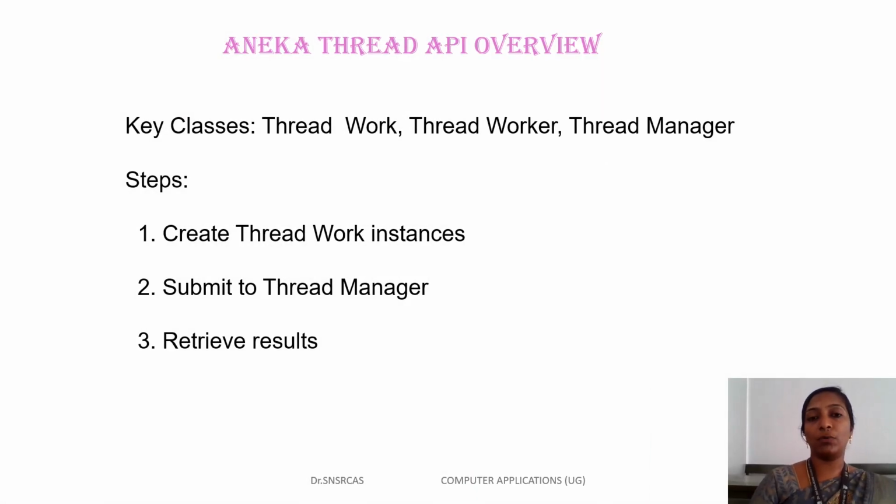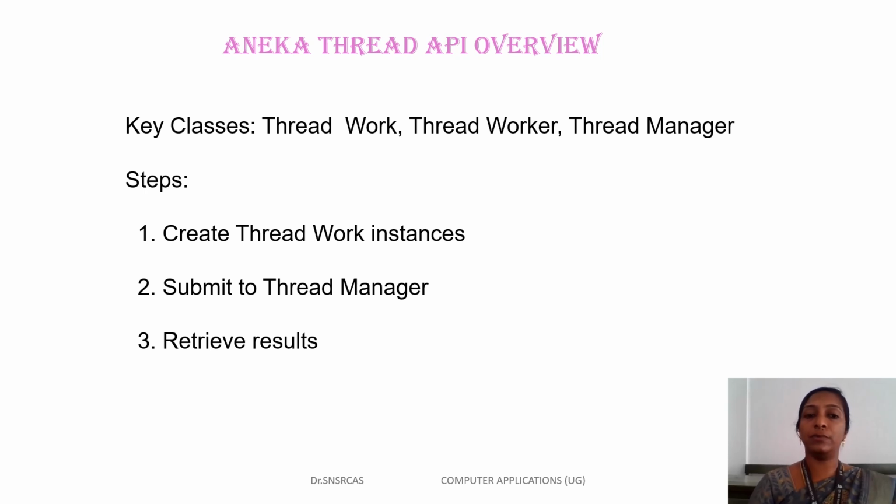AnekaThread API overview. The key classes are of three types. One is thread work, second is thread worker, and third is thread manager. Thread work is used to create the work classes. We have to create the work class by using the thread work keyword. Then we submit it to the thread manager.